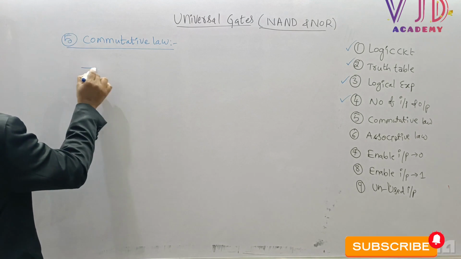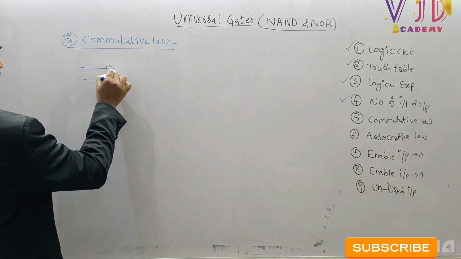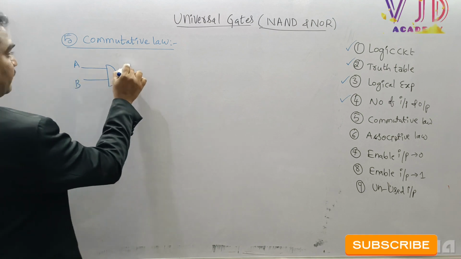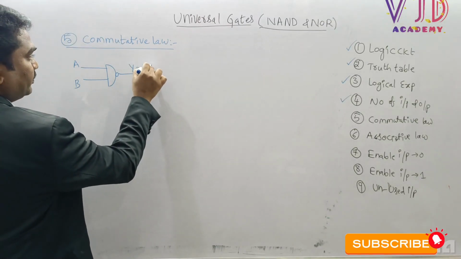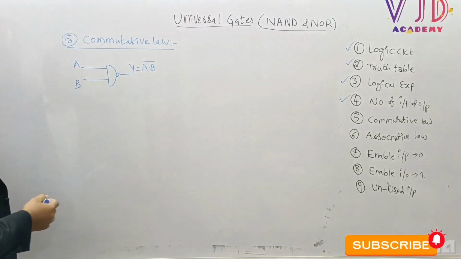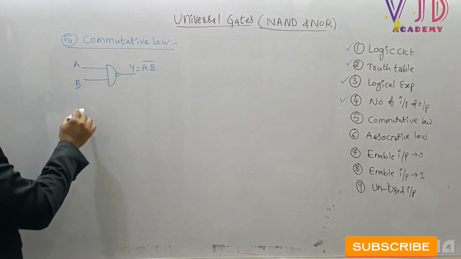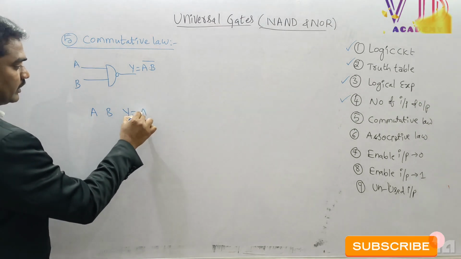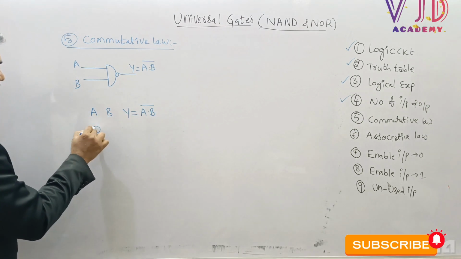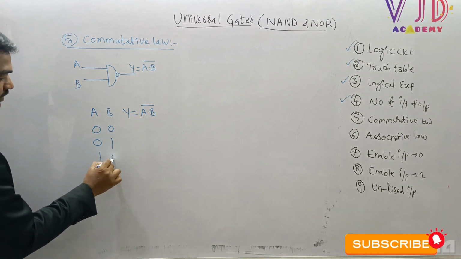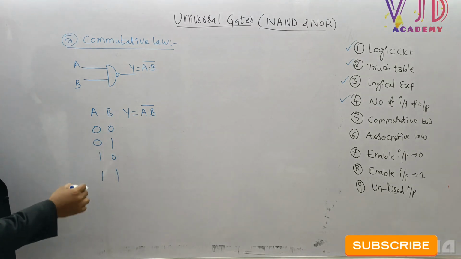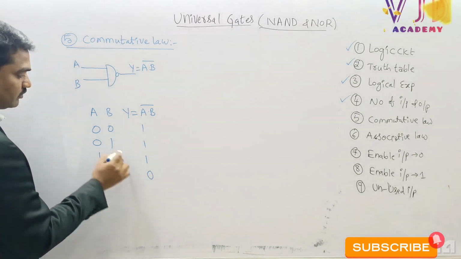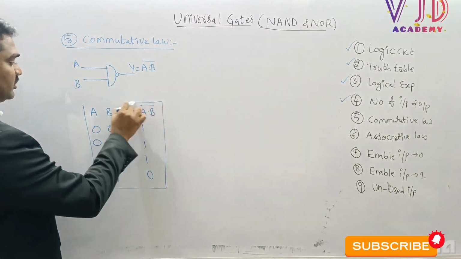This is NAND gate, with inputs A and B. Here y equal to A into B whole bar. We know the truth table of NAND gate, A, B, y equal to A into B whole bar. Here 0 0, 0 1, 1 0, 1 1 are the inputs, and the output will be 1 1 1 and then 0. This is the NAND gate truth table.